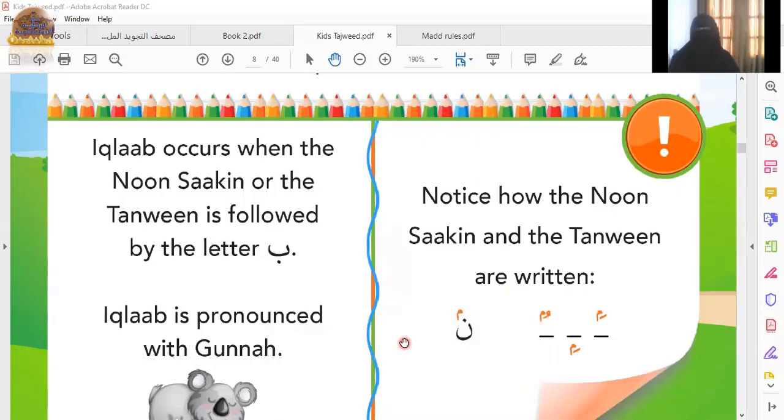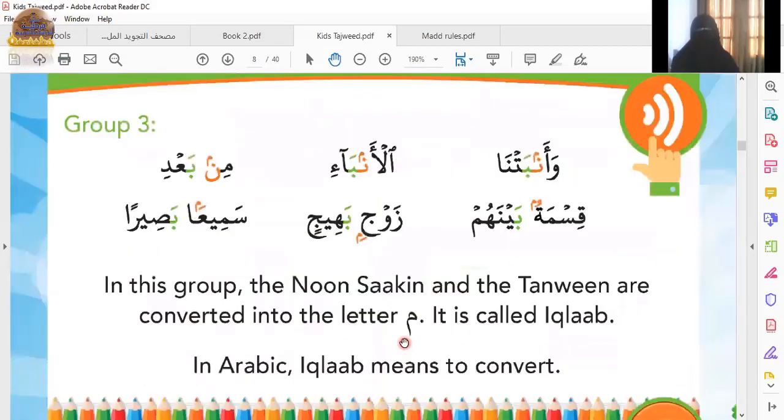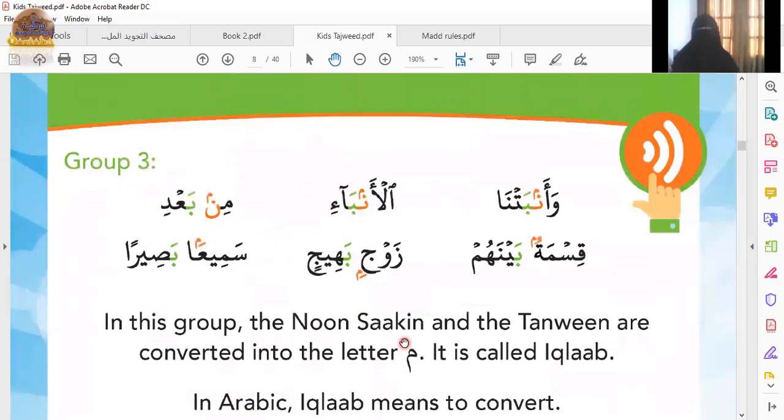For examples, first, before the examples, we need to know that examples for the Iqlab come sometimes with one word or sometimes with two words. This is for Noon Saakinah. And for Tanween, every time it's between two words.